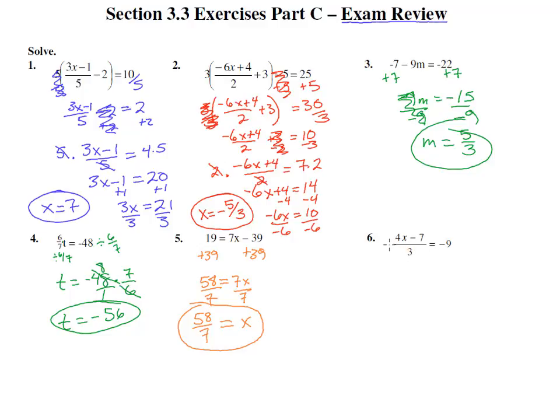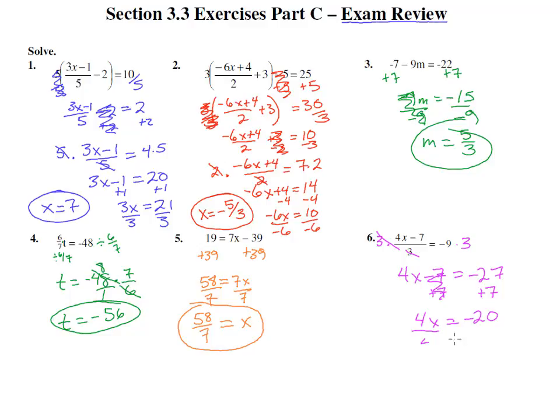How do we get rid of divided by 3? Well, timesing by 3. So we get 4x minus 7 equals negative 27. How do we undo minus 7? With a plus 7 on both sides. As long as we do it to both sides, we can choose whatever we would like to do. 4x, those go away, and it equals negative 20.